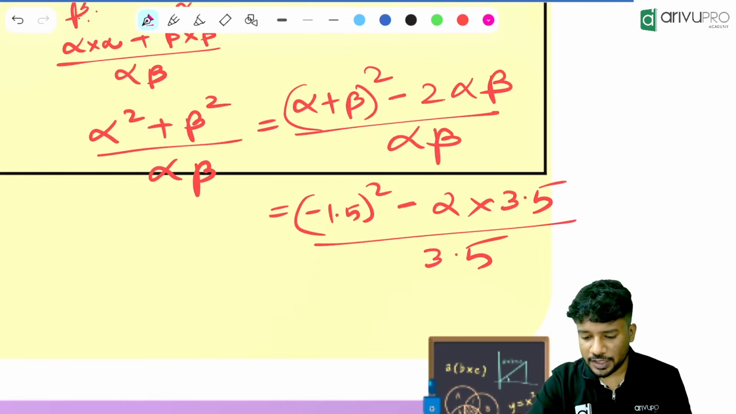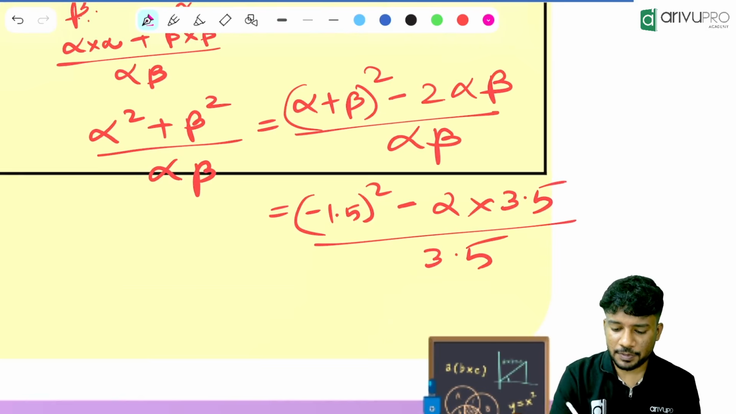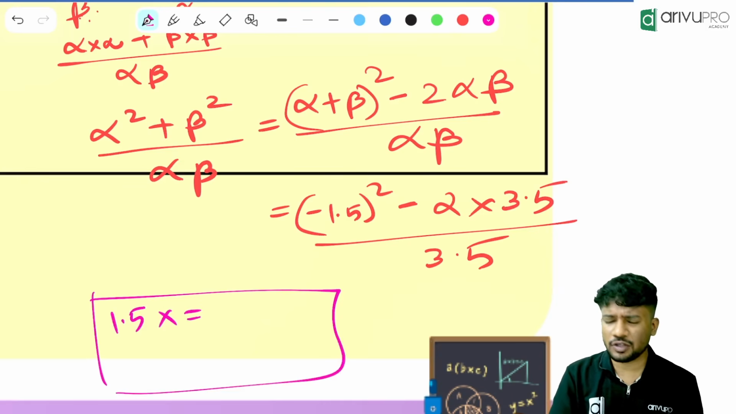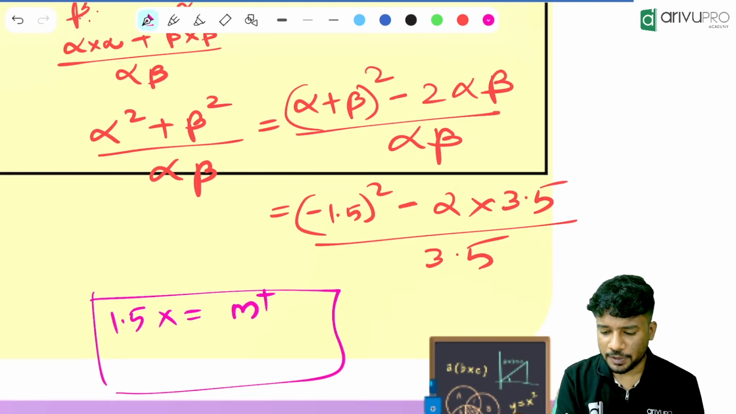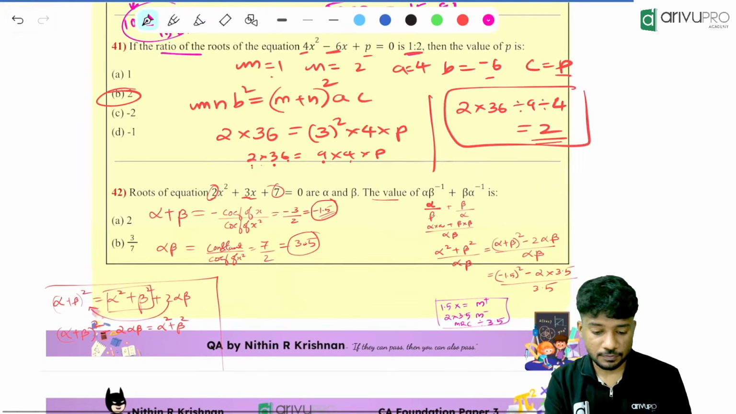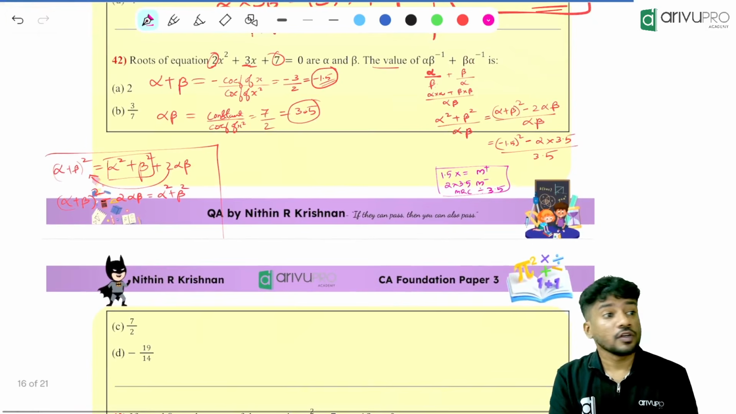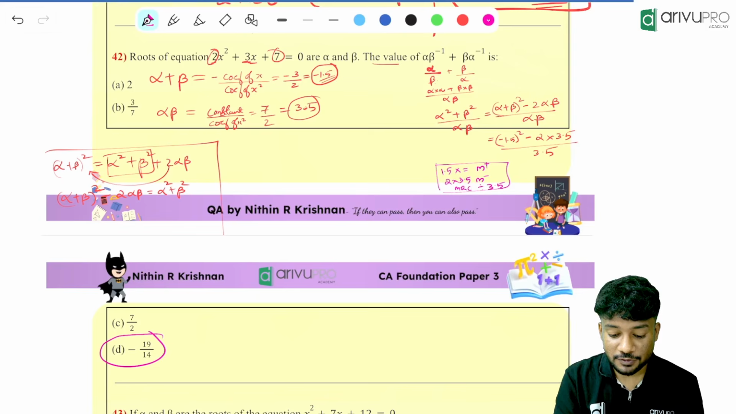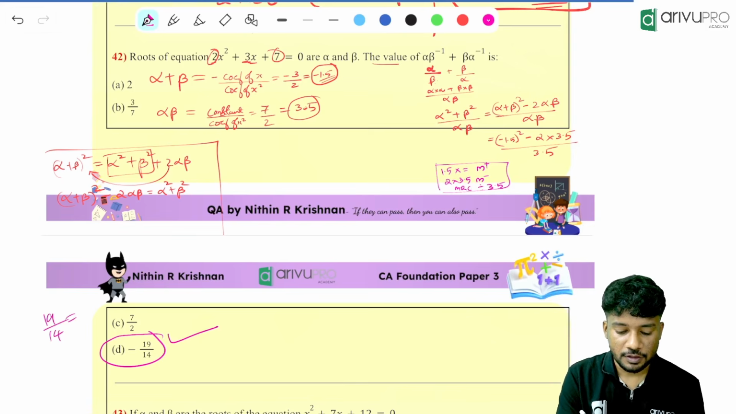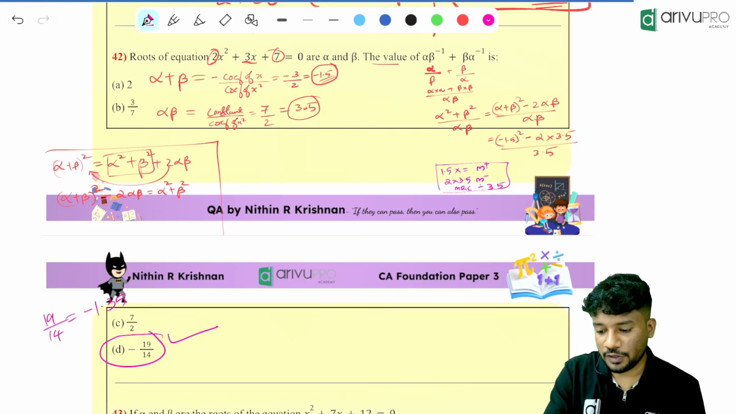Now, how to find this value in the calculator? You will type what on the calculator, people? On the calculator, you will type 1.5 into equal to. Why did I ignore the minus sign? Because square is there, so obviously the minus will go off. Then M plus, 2 into 3.5 M minus, then MRC divided by 3.5. How much is the answer? Minus 1.35. Looking at the options, only one option is having a minus value. Which option is that? Option D. 19 by 14 is how much, people? Minus 1.35. Okay, minus 1.35.